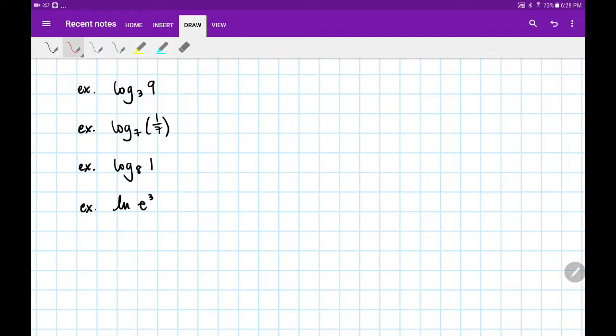Hopefully you paused the video and gave it a shot. Let's try it together. Here, log base 3 of 9. 3 to which exponent gives us 9? The missing exponent is 2. Next example, 7 to the negative 1 will give me 1 over 7. The answer to the third problem is 0. Can you figure out why? Because 8 to the 0 gives us 1. Anything to the 0 power gives us 1, in fact. And in the last one, the answer was 3, because our missing base is e, so e cubed gives us e to the third power.